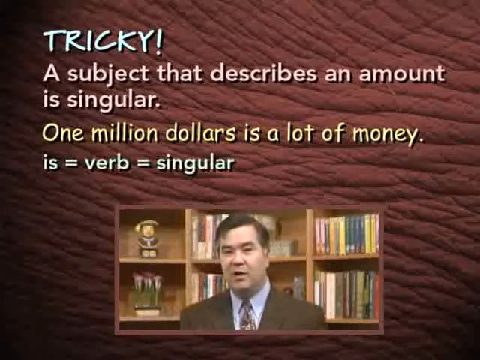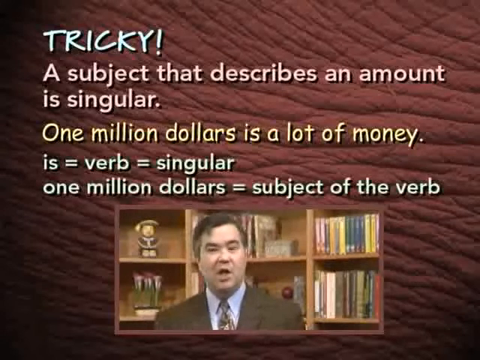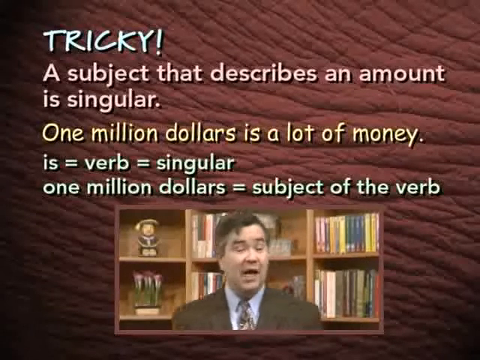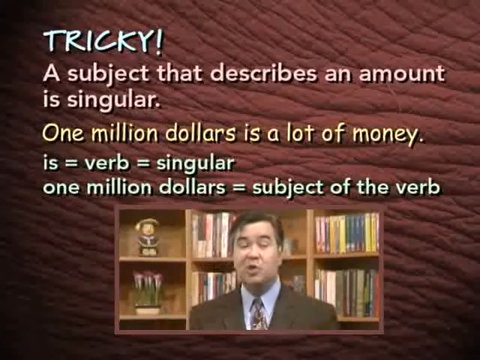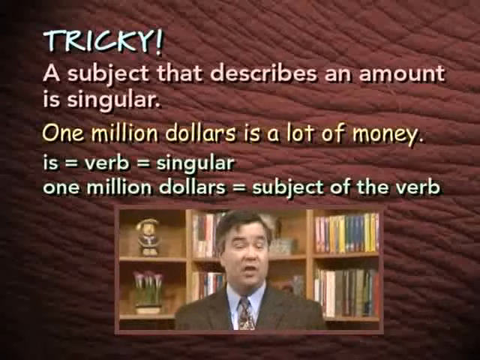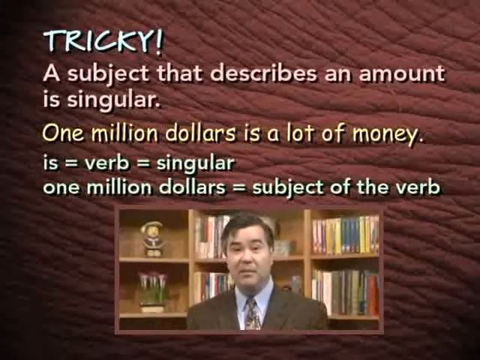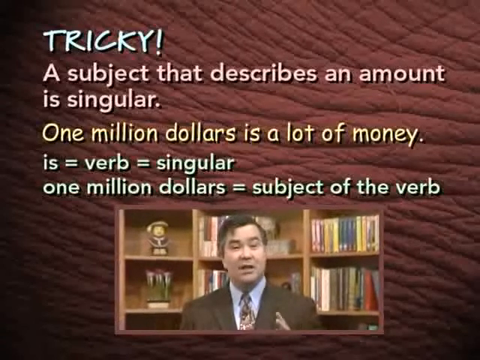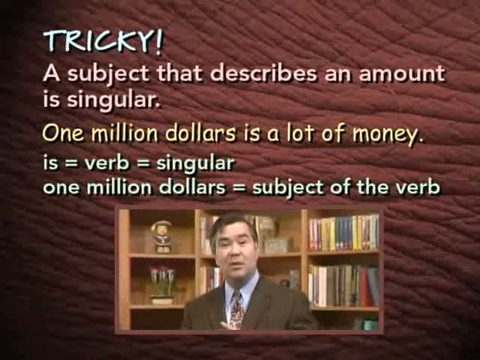What's the subject of the verb? Well, the subject is the phrase, $1 million. Now, that certainly looks plural. Dollars has an S at the end, and it does refer to lots of dollars, more than $1, 1 million of them in this case. So $1 million certainly seems as though it ought to be plural.